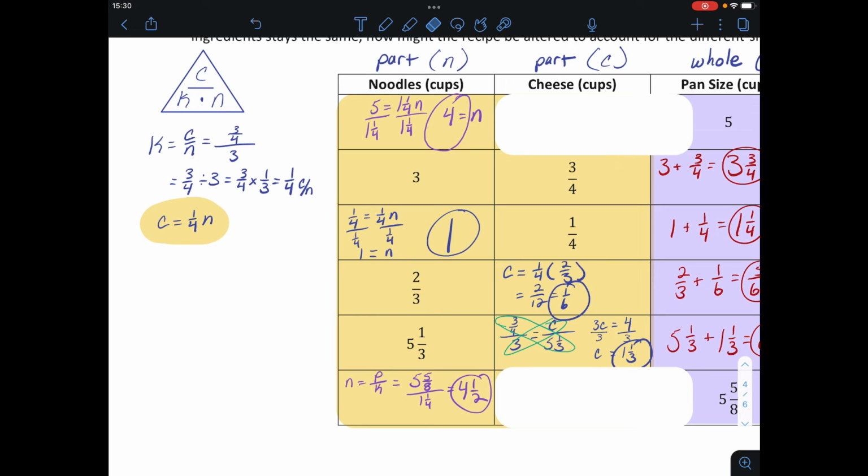So you can pause the video here and see if you can calculate how many cups of cheese would go with 4 cups of noodles and how many cups of cheese would go with 4 1/2 cups of noodles using any strategy you like.